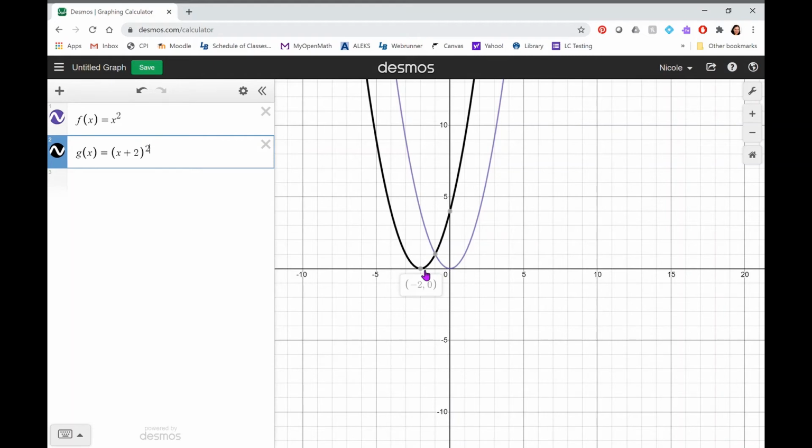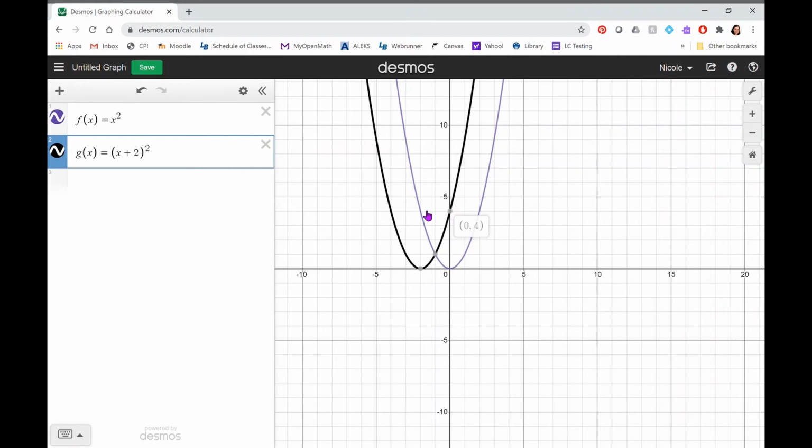Let's see if we can make sense of this. If we think about adding 2 to the input of our function, if we add 2 to the input of negative 2, we will end up at 0. So what happened to the original function at 0 is now happening 2 units faster with the shifted function, g of x. What happened at the original function at 1 now happens with the shifted function at 0, 2 units faster. That's the way I like to think about it.